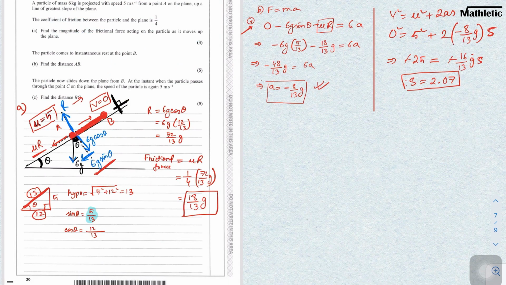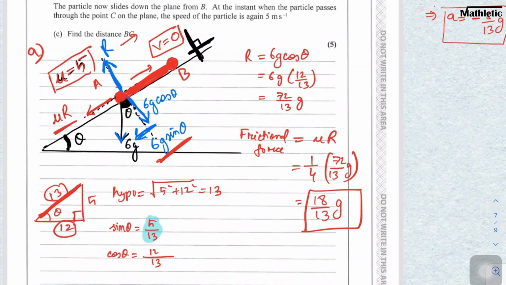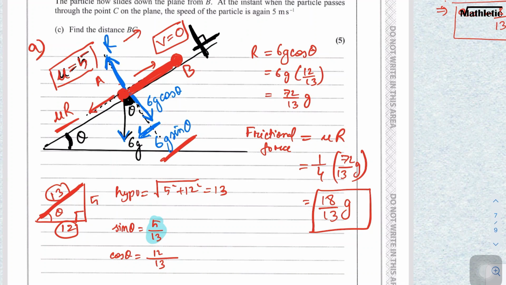So for part C, there is some extra information given here. The particle will now slide down the plane from point B. So this point is the starting point now. The particle will start moving from B down the plane, and at the instant when the particle passes through point C, the speed of the particle is 5. So after covering a certain distance, there will be a point that's assumed to be here. The velocity will be 5 again.